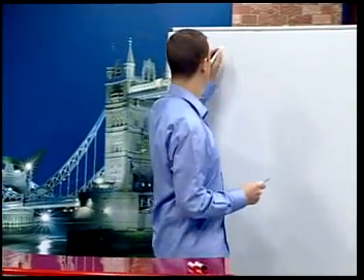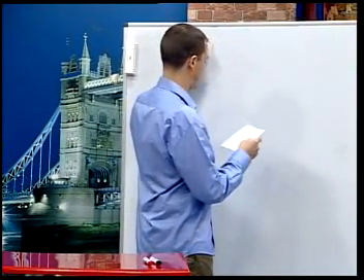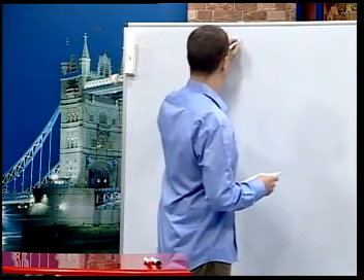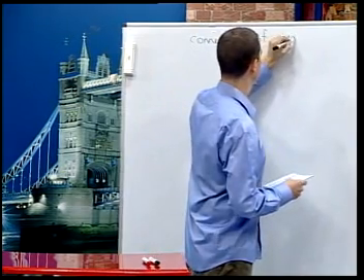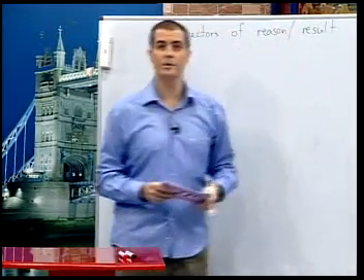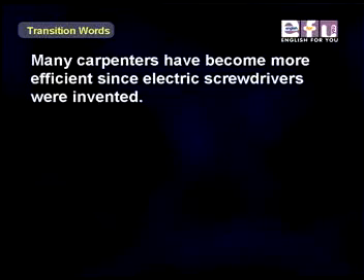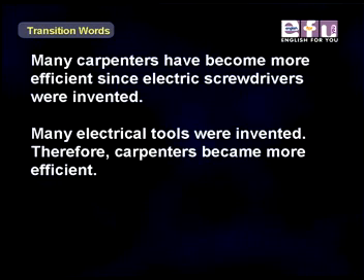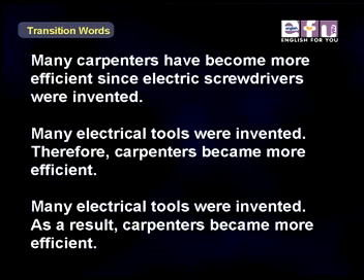And now let's look at connectors of reason and result. Connectors of reason, result. Here are some example sentences for you. Many carpenters have become more efficient since electric screwdrivers were invented. Many electrical tools were invented, therefore carpenters became more efficient. Many electrical tools were invented. As a result, carpenters became more efficient.